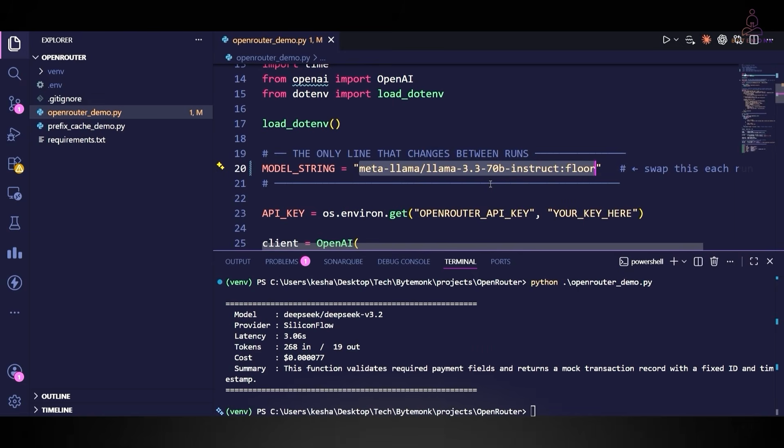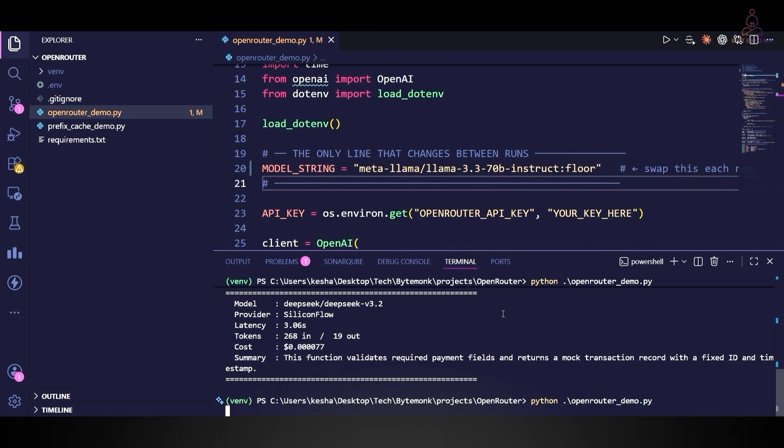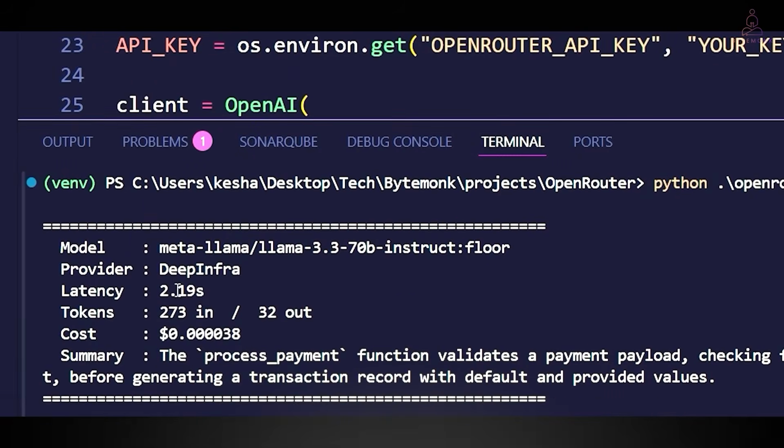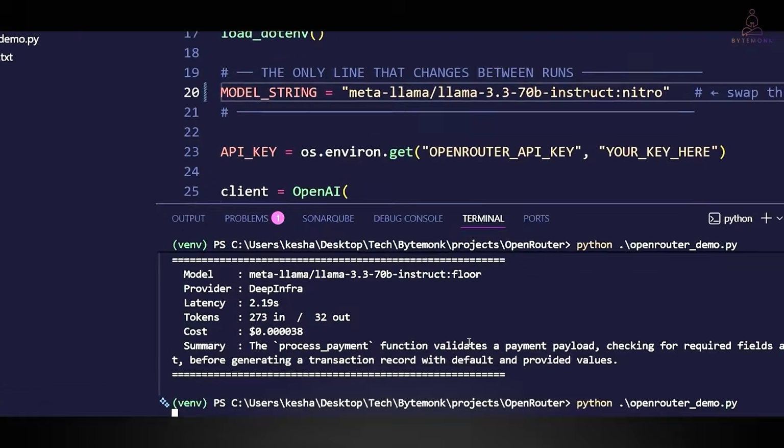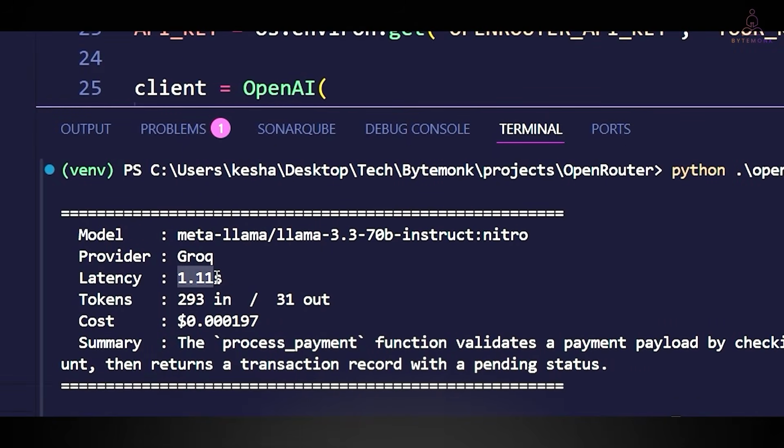Run 4 is Llama 3.3 70B with the floor suffix. And that suffix is an instruction to OpenRouter. It says, give me the cheapest provider currently running this model. Watch the provider field and the cost line when this runs. Run 5, same model, but now the nitro suffix. Different provider this time, same weights, but instead of cheapest, OpenRouter routes to the fastest one available. Over thousands of requests a day, that latency difference is a real win.